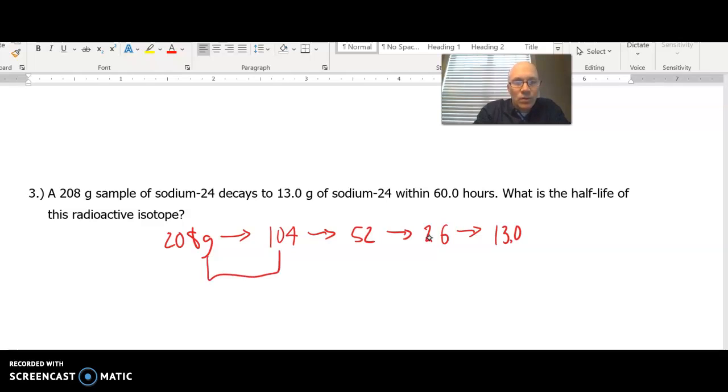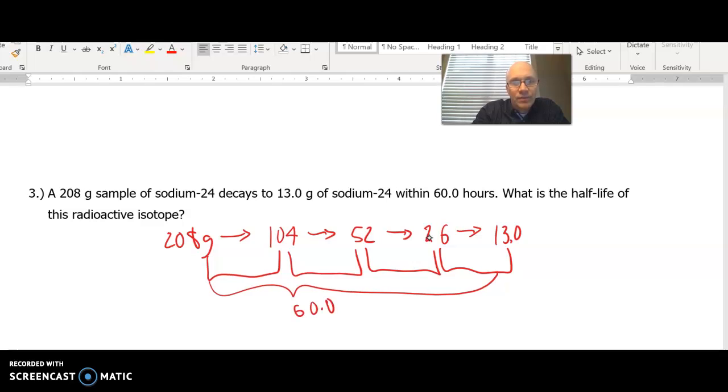All right, so that is 1 half-life, 2 half-lives, 3 half-lives, 4 half-lives. It says that the total amount of time is 60.0 hours. So 60 divided by 4. Okay, so each one of those half-lives would be 15 hours.